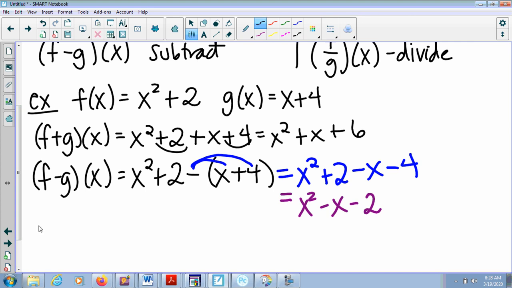Now we're going to multiply. So we'll do f times g. Sometimes you'll have two terms to multiply. Sometimes it'll just be one term that you're multiplying. But we just put them both in parentheses. And in this case, we're going to have to distribute because we've got 2 and 2.